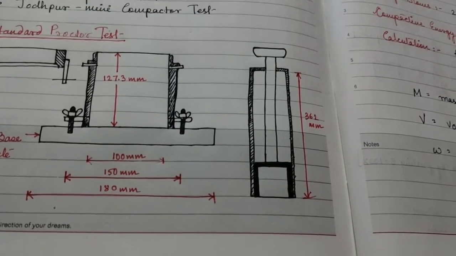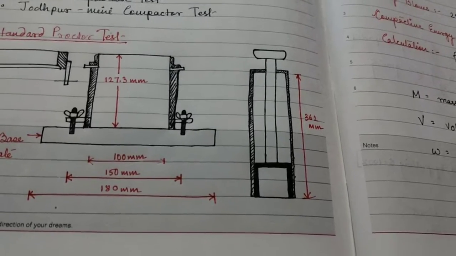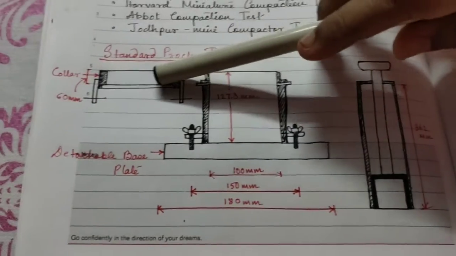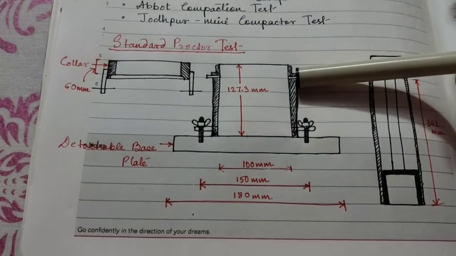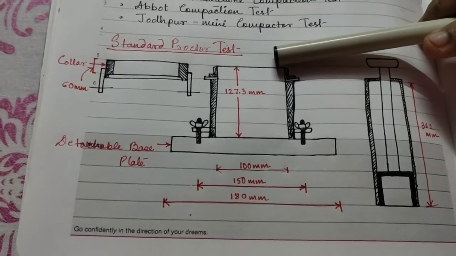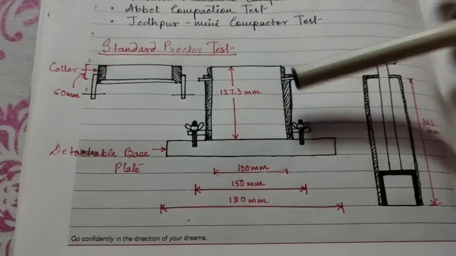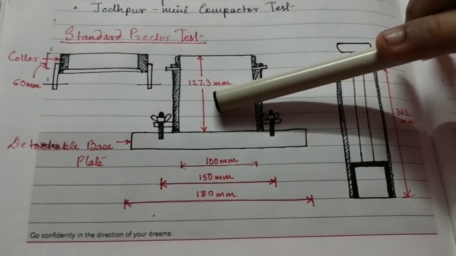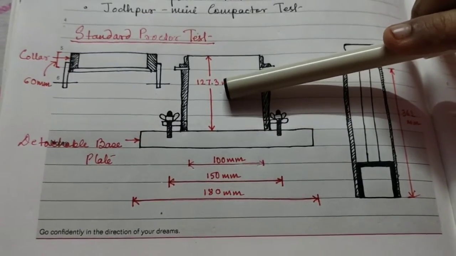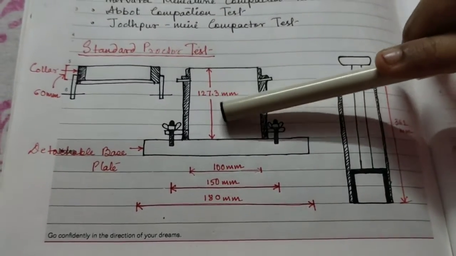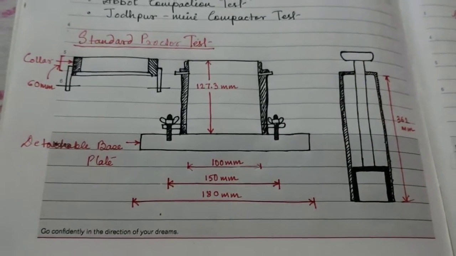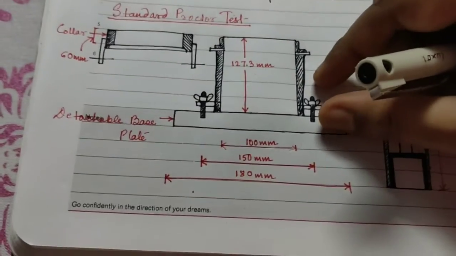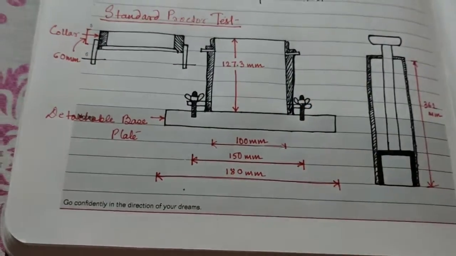What happens in the test is that the empty mold attached to the base plate is weighed without the collar. This collar is neglected, only this part is weighed. The collar is then attached to the mold. The mixed and matured soil is placed in the mold and compacted by giving 25 blows with the help of a hammer, uniformly distributed over the surface, such that the compacted height of the soil is about 1/3 of the height of the mold.